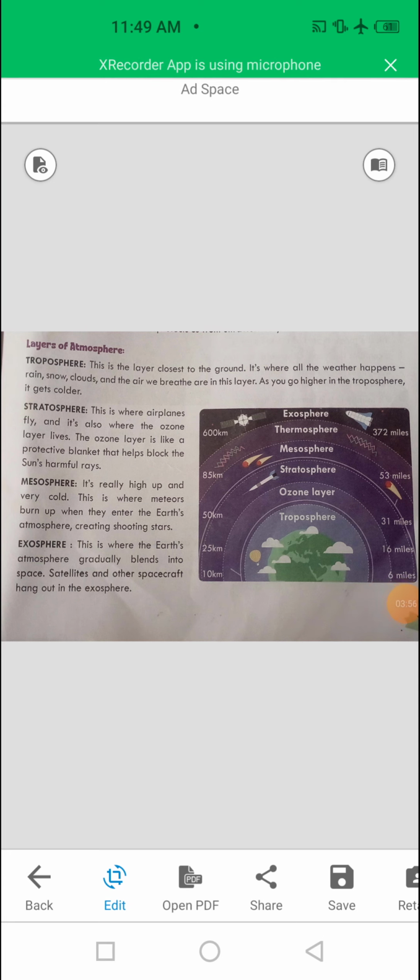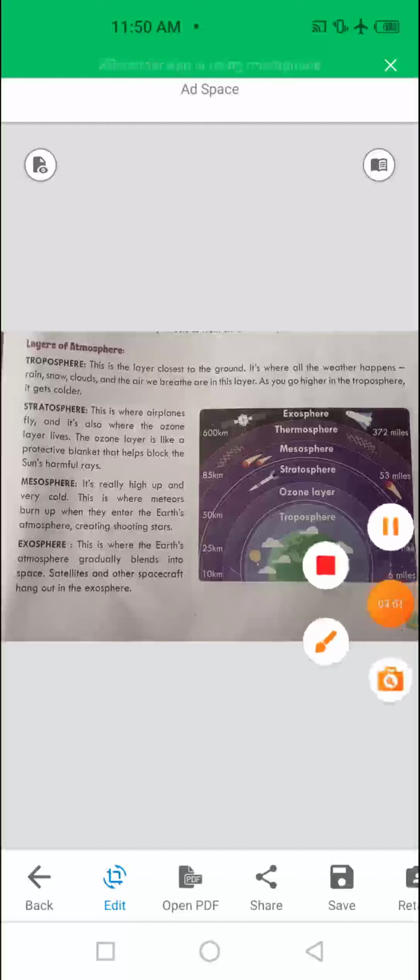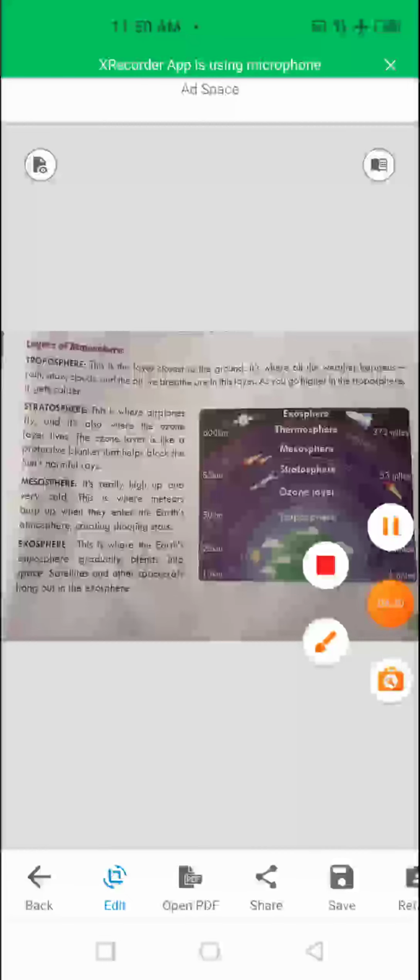Troposphere is about 6 miles away from the earth. Now let's discuss stratosphere, the next layer of atmosphere. This is where airplanes fly, and it's also where the ozone layer lives. The ozone layer is like a protective blanket that helps block the sun's harmful rays, that is UV rays.